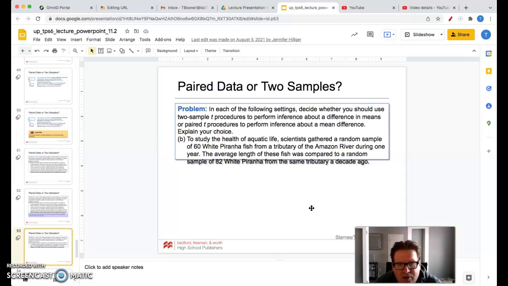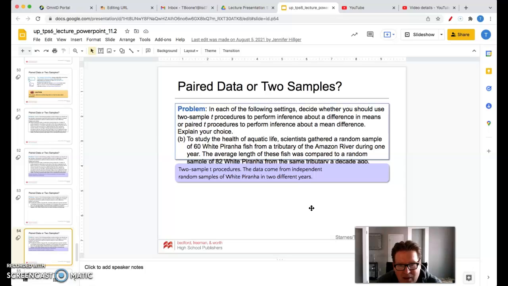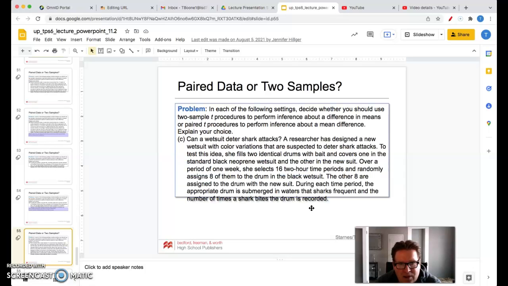To study the health of aquatic life, scientists gathered a random sample of 60 white piranha fish from a tributary of the Amazon River during one year. The average length of these fish was compared to a random sample of 82 white piranha from the same tributary a decade ago. I doubt very well. Again, your sample sizes are different anyway, so they can't be paired. They have to be the same. And I doubt you'd be able to catch the same fish again. So that's obviously going to be a two-sample. They're from two independent random samples from two different years. So yeah, that one would be a two-sample t.